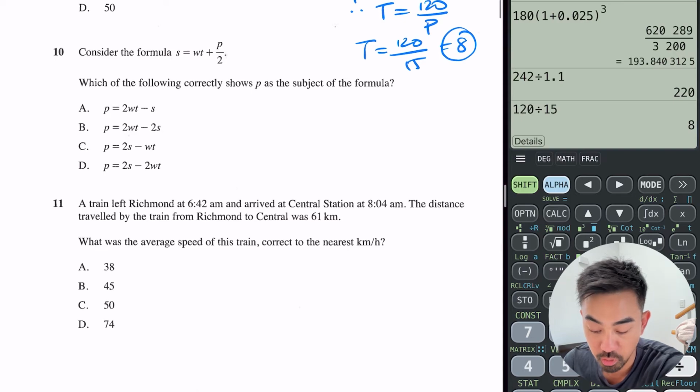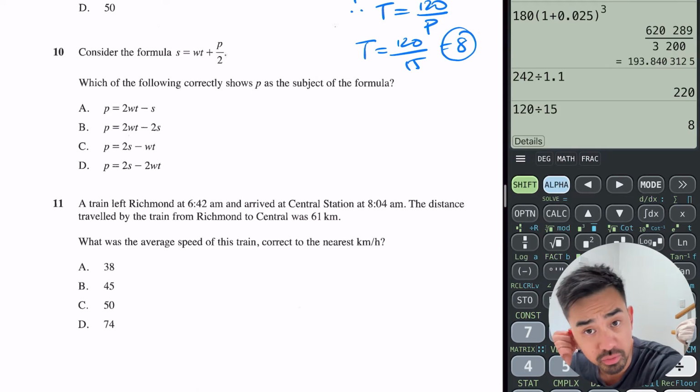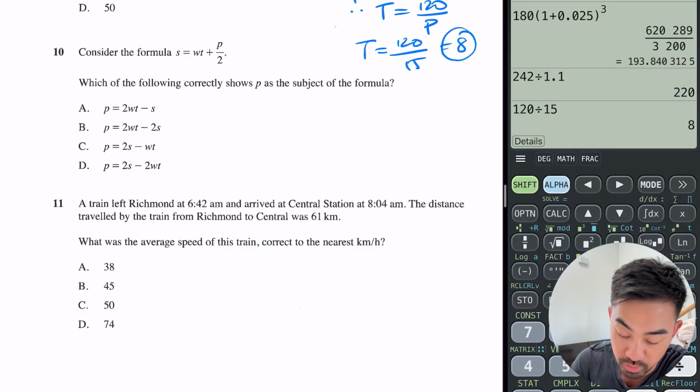Okay, 10. Consider the formula. Which of the following correctly shows P as the subject of the formula? Okay, so I'm just rearranging the equation. See this 2, right? I want to get rid of it.